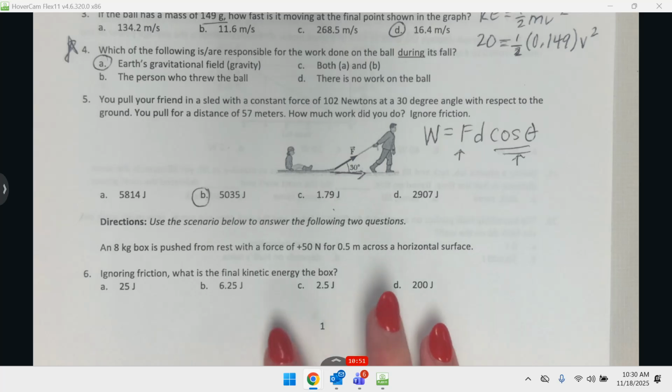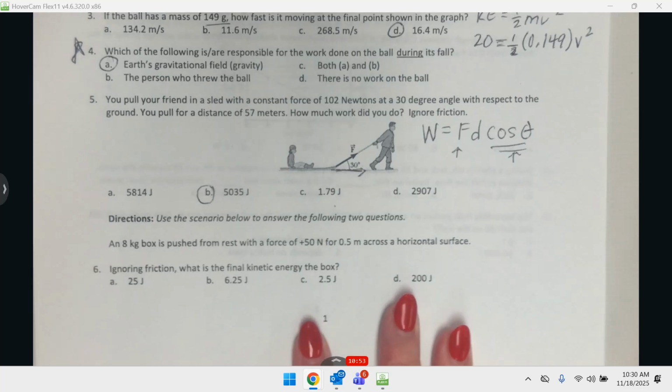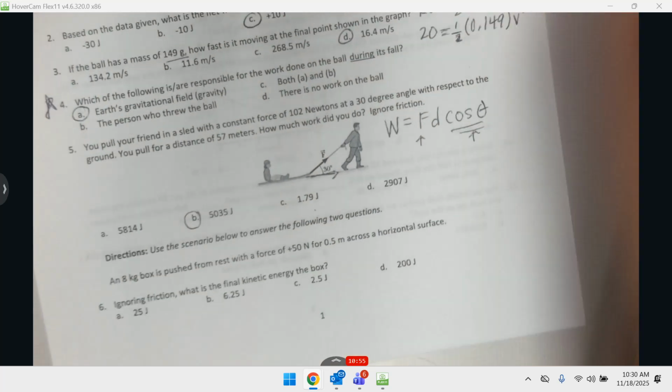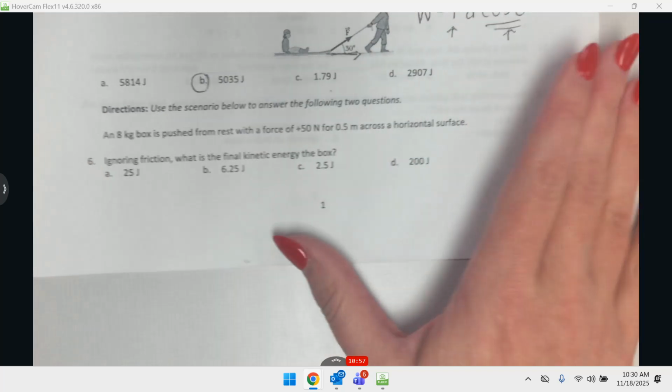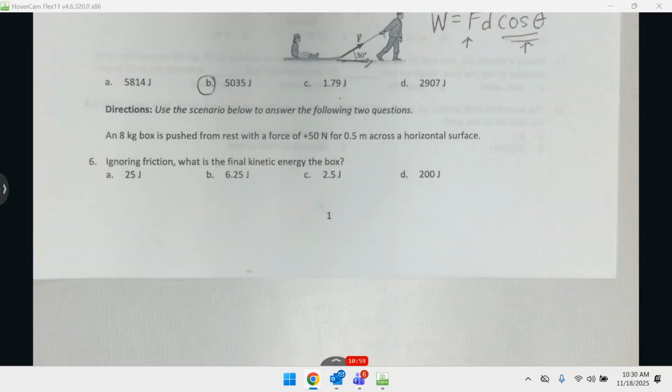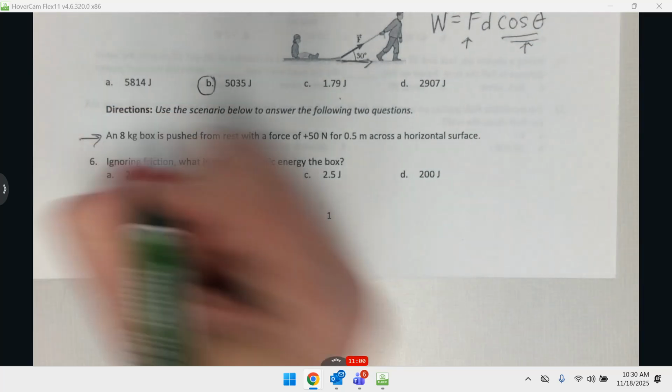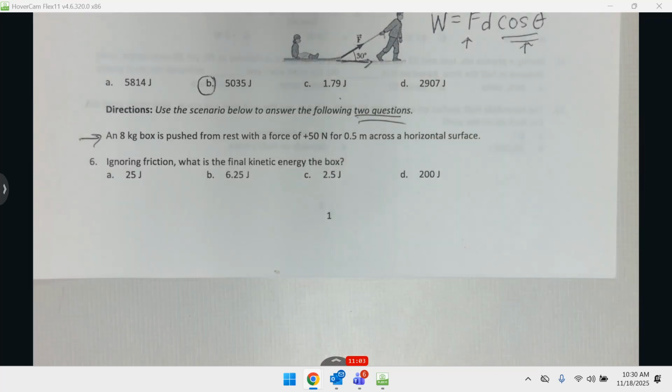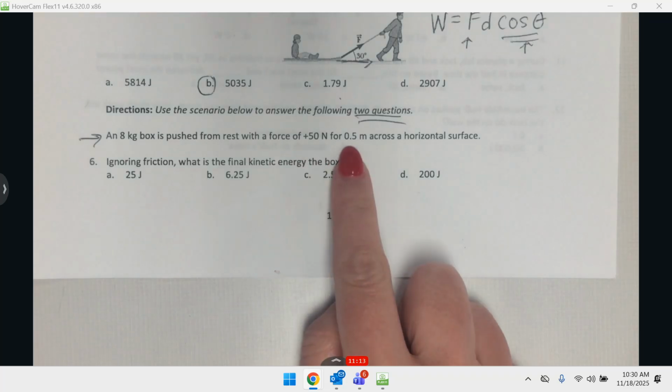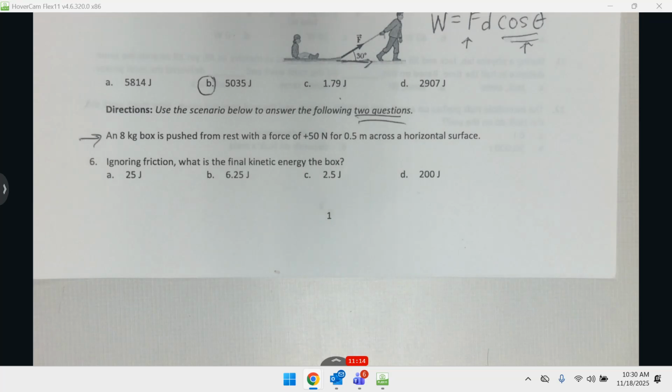Okay, number 6. Number 6 has this scenario, and it tells us to use it for the next 2 questions, so the second part of it is actually on the next page. It says an 8-kilogram box is pushed from rest with a force of positive 50 newtons for 0.5 meters across a horizontal surface. Ignoring friction, what is the final kinetic energy of the box?